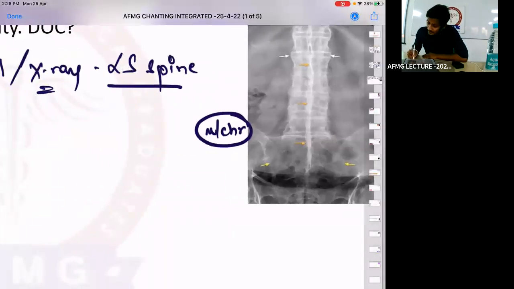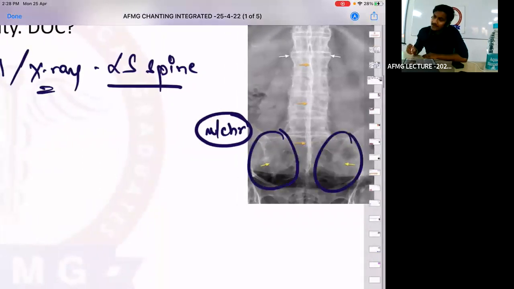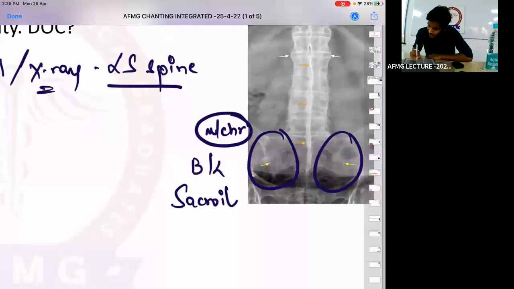It is bamboo spine or sacroiliitis. It is bilateral sacroiliitis, inflammation of the bilateral sacroiliac joints, and that is the cause behind the low backache in the patient. So the most characteristic feature is bilateral sacroiliitis in the patient. No issues with this.